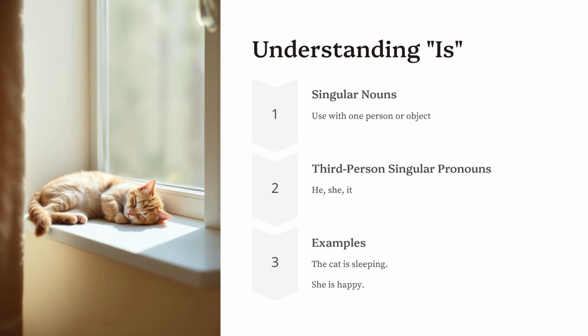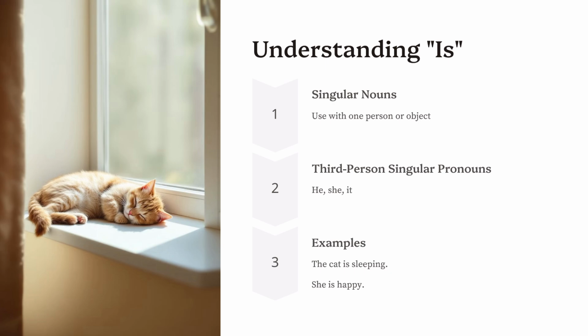Now, on the other hand, we use the word is with third person singular pronouns. These are the pronouns he, she, and it. So why third person, you might be asking? Well, in English grammar, third person pronouns refer to someone or something we are talking about, not to ourselves or the person we are addressing. That could be a man, a woman, or even an object.